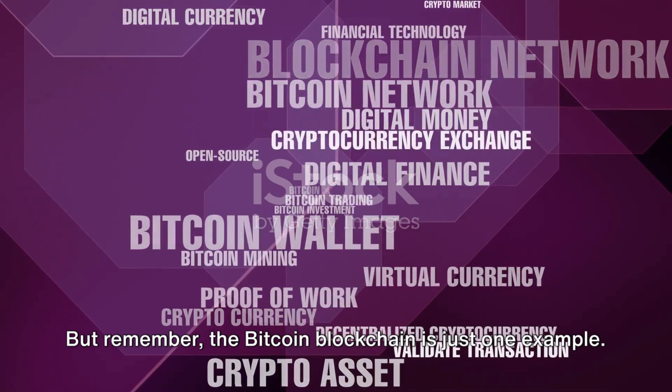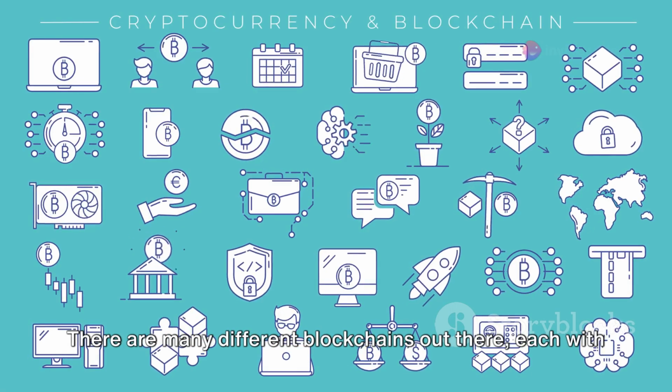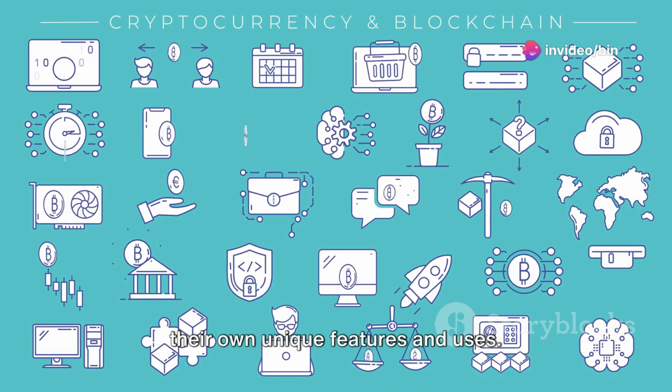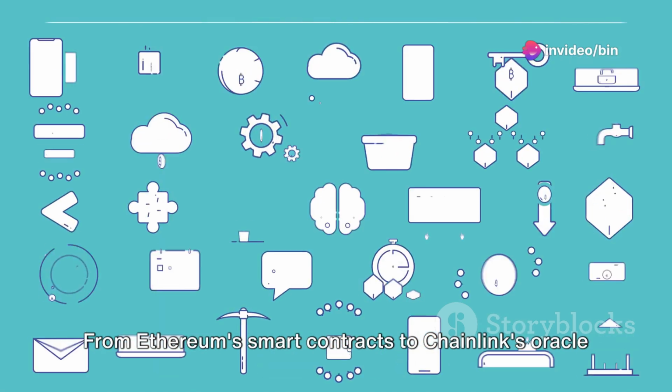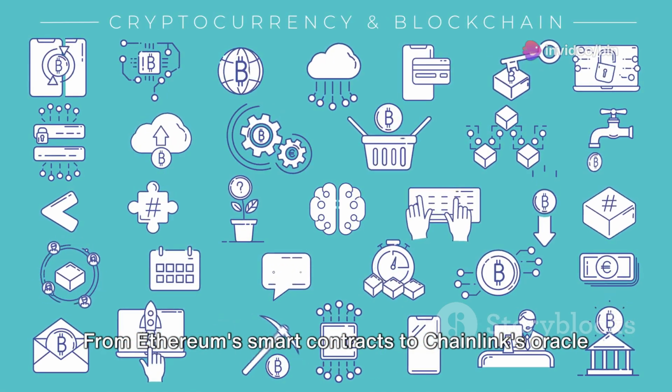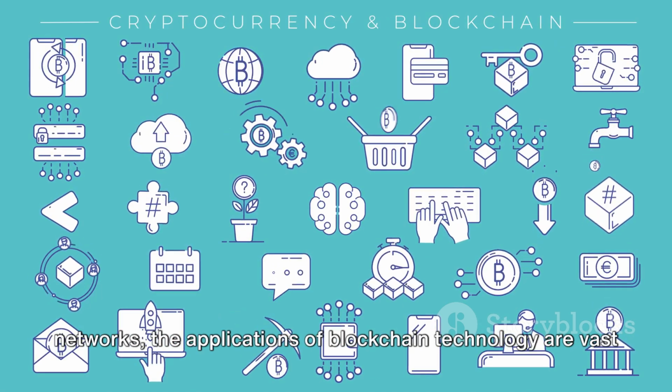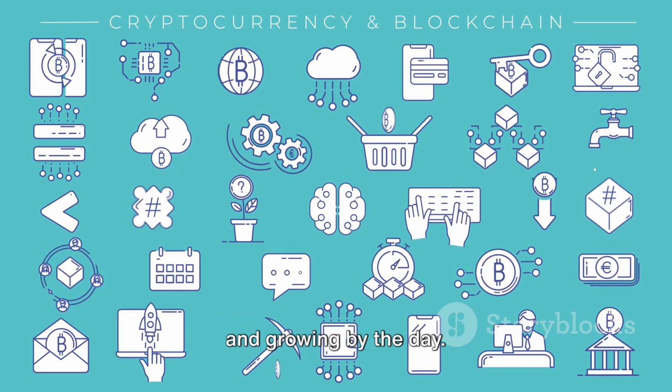But remember, the Bitcoin blockchain is just one example. There are many different blockchains out there, each with their own unique features and uses. From Ethereum's smart contracts to Chainlink's Oracle networks, the applications of blockchain technology are vast and growing by the day.